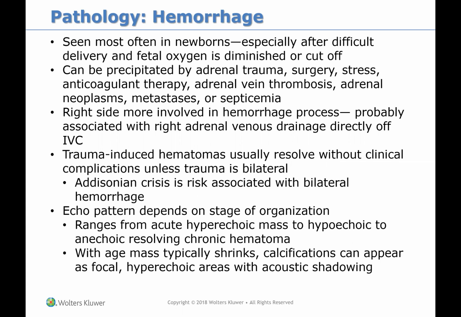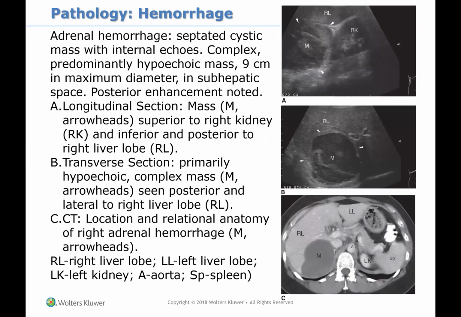Hemorrhage can happen. These are mostly seen in newborns after a difficult delivery. The right side is more involved in the hemorrhage process. And trauma-induced hematomas usually resolve without clinical complications. If you did see a mass, it's going to look like this. It's going to be more complex. You're going to see different echo textures within the mass. It could be a hemorrhage.